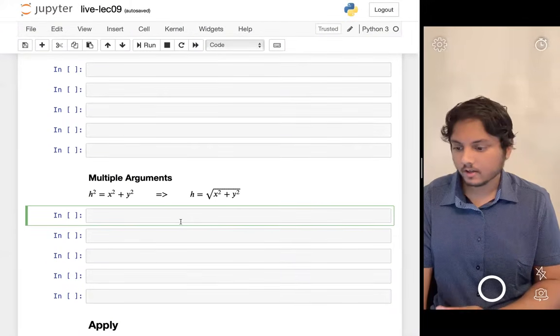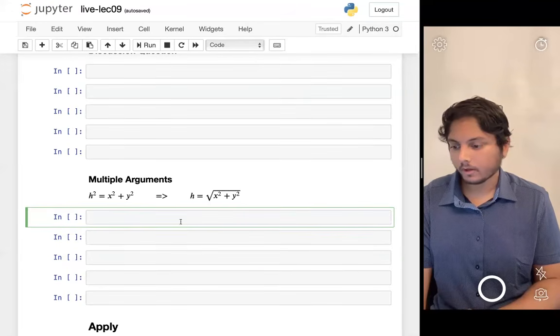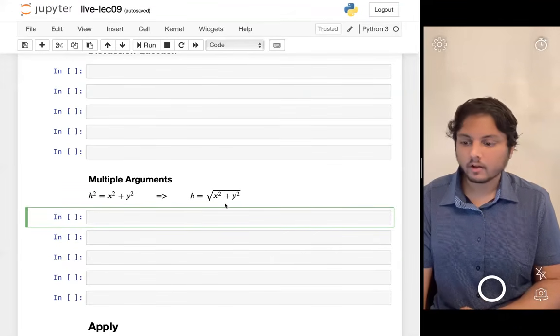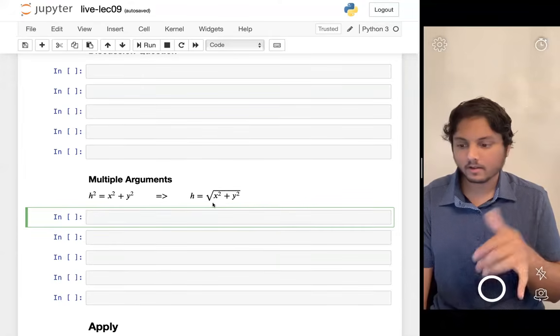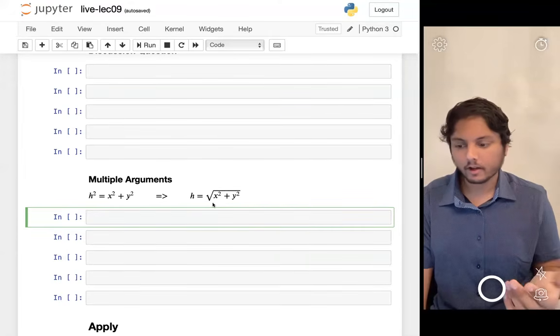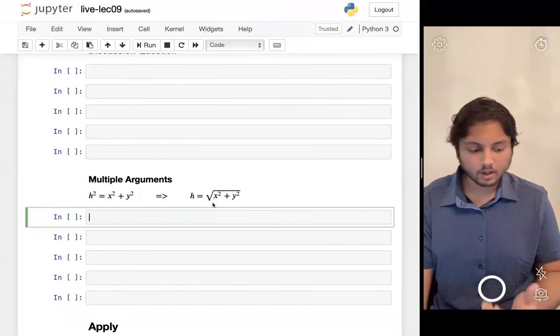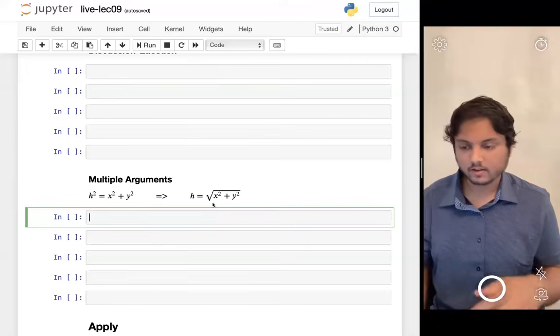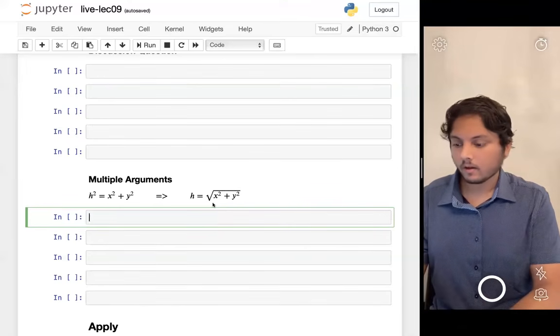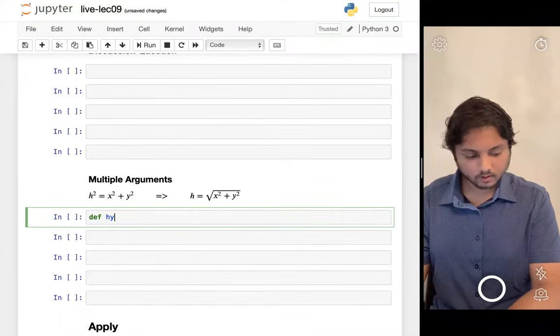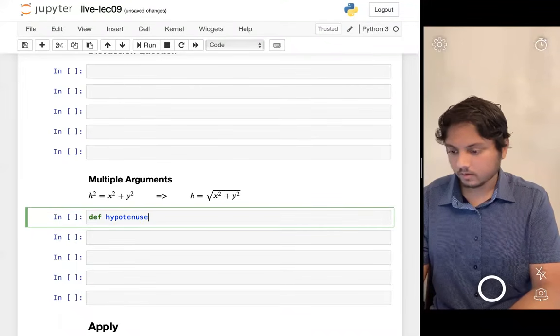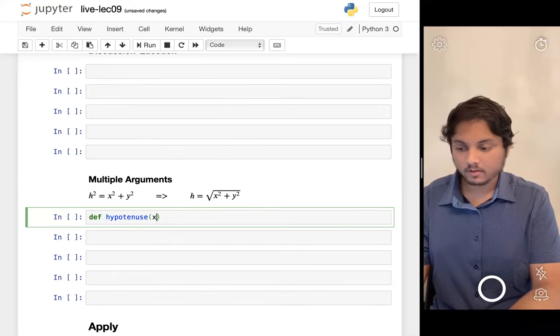So let's say we want to calculate the hypotenuse of a triangle. We know the base and the height. If you want to calculate the hypotenuse, it'd just be the square root of x squared plus y squared. So we could actually make a function to do this for us instead of typing it out again and again. So let's do def, and let's call it hypotenuse. And this one's going to have two arguments. It's going to have x and y.